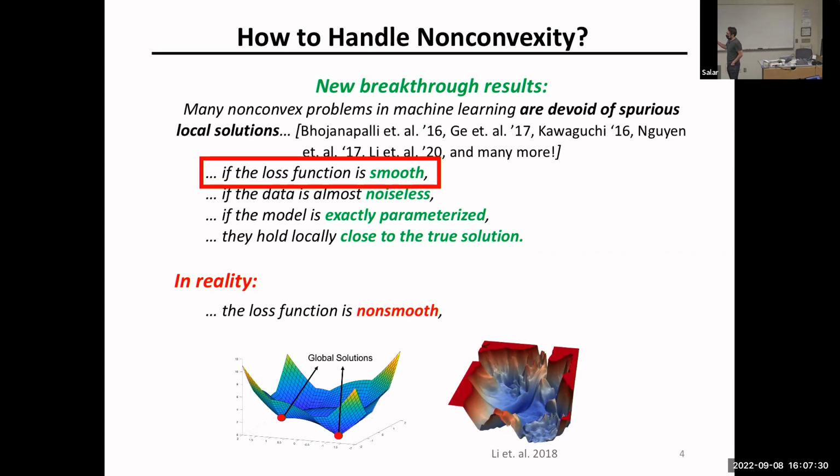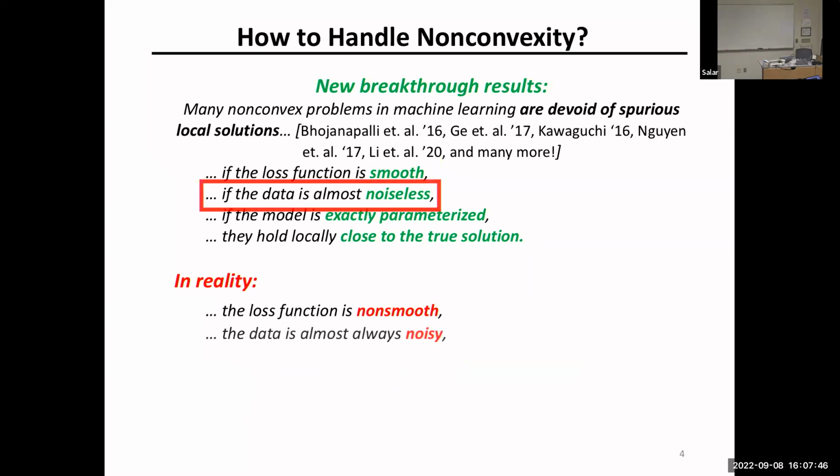For example, a lot of loss functions in machine learning are non-smooth. Here on the right, you see the landscape of a neural network, which is highly non-smooth. Even in the simpler cases, this is the landscape of a robust PCA problem. It is also non-smooth. Another issue is that in almost all instances, we have noise. Sometimes this noise can be adversarial, can be very large.